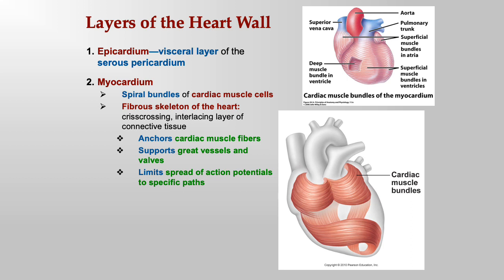So, basically what it does, in part, is it just makes sure that the heart beats as a single unit. That fibrous skeleton means that the whole heart is all interconnected, all right? Anchors it, supports it, and helps action potentials spread in the correct pathways. Then the endocardium lines the inside of the heart muscle. So myocardium is in the middle, epicardium is the layer on the outside, endocardium is the layer on the inside, all right? And it's continuous with the lining of blood vessels.